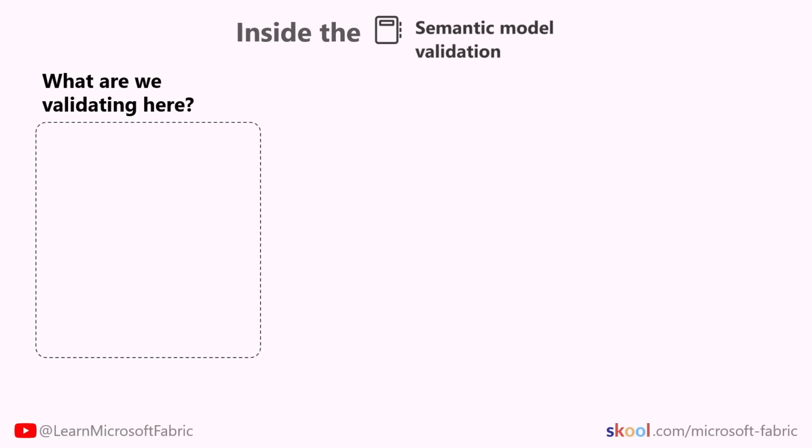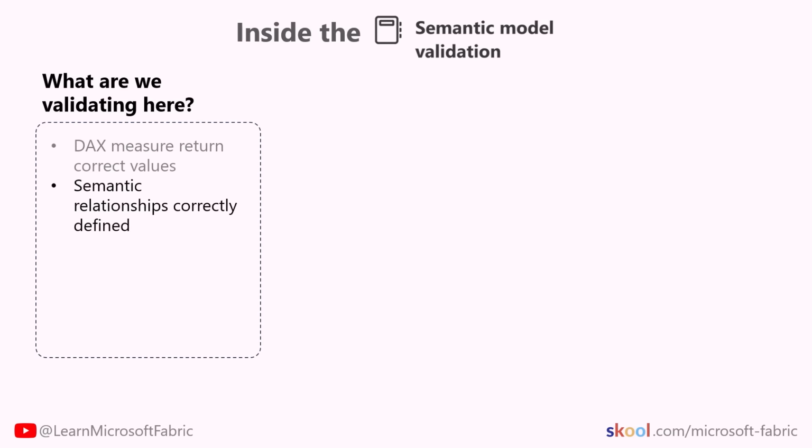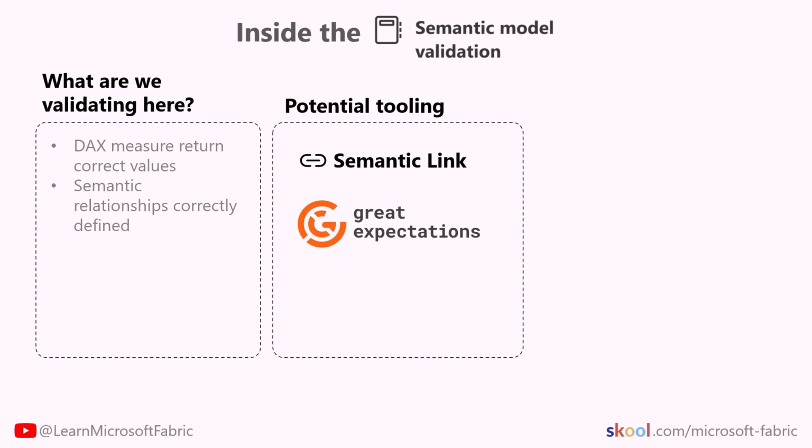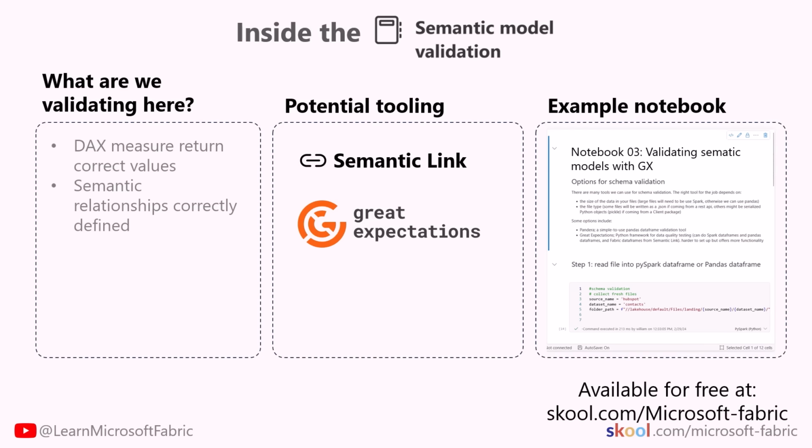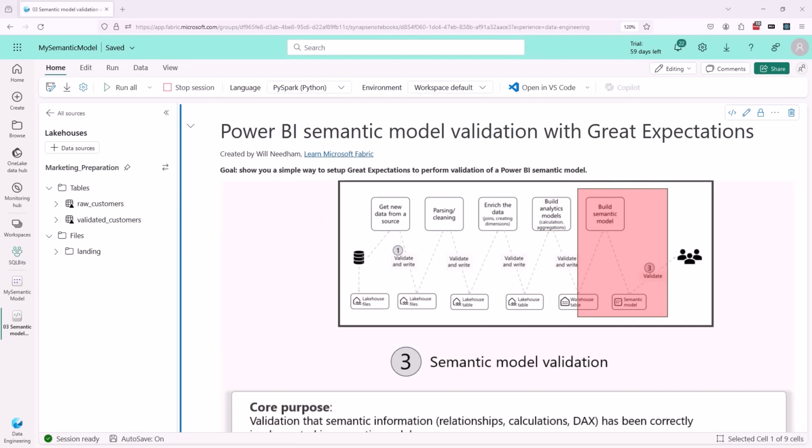So just to summarize what we've been through here, at this stage we're going to validate that the DAX measures that we've created return the correct values, and that the semantic relationships between tables have been correctly defined. The tooling, as we've mentioned, is going to be semantic link in a Python notebook plus Great Expectations. Now let's look at an example of how you can achieve that in Fabric. In this tutorial, I'm going to show you how you can perform semantic model validation with Great Expectations in Microsoft Fabric.